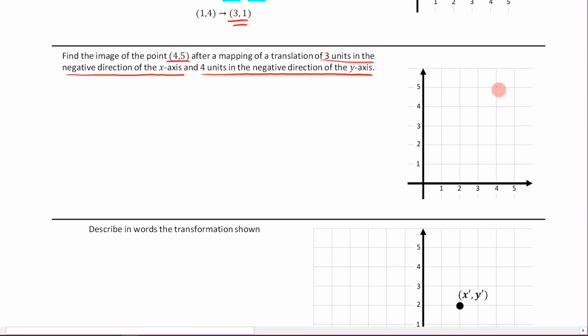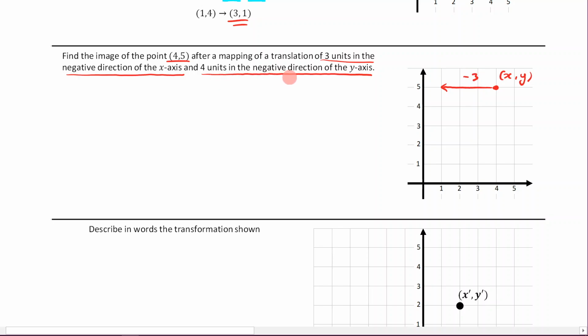4, 5. We're going to call this xy. We're then applying some translations to it. We're going 3 units in the negative direction of the x-axis and 4 units in the negative direction of the y-axis. So I'm going 3 units in the negative direction of the x-axis. So that's going to be 1, 2, 3: plus 3, minus 3.